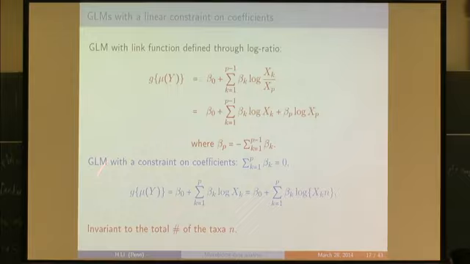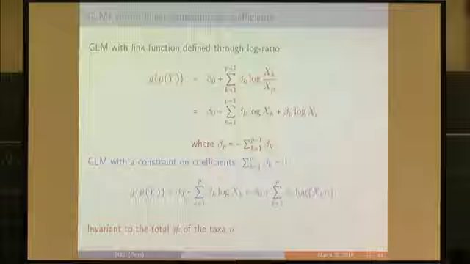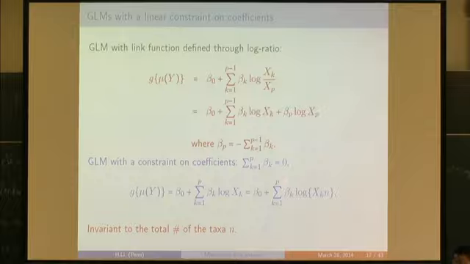So now we propose a generalized linear regression model with a linear constraint on the regression coefficient. Now I don't have to choose a baseline group. In addition, what is nice about this model is that it is invariant to the total number of taxa. Doesn't matter what n is. For different n, because the sum of beta is 0, these beta coefficients are invariant. You can have 3,000 counts, you can have 10,000 counts. The interpretation of the beta is the same. So this is invariant to the number of taxa.